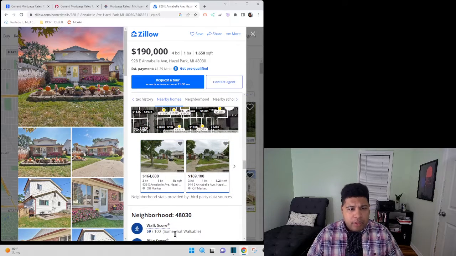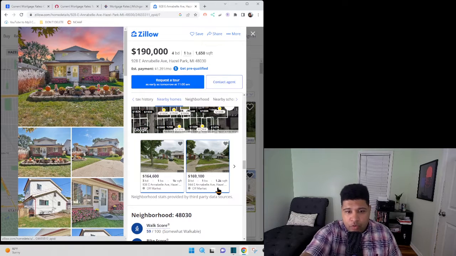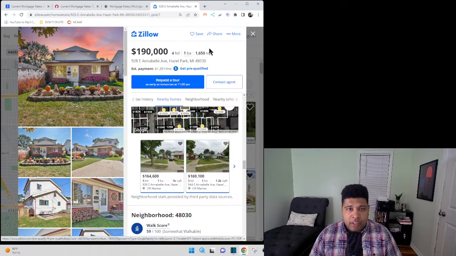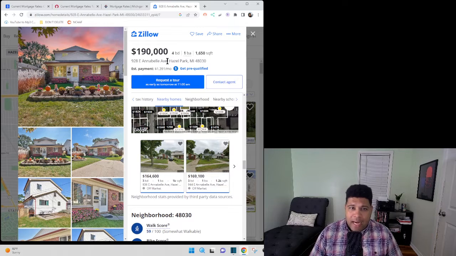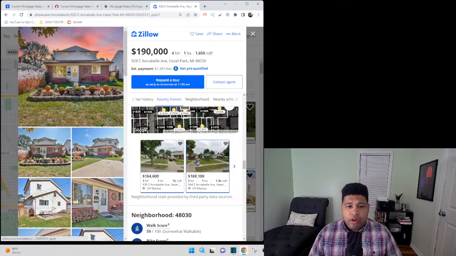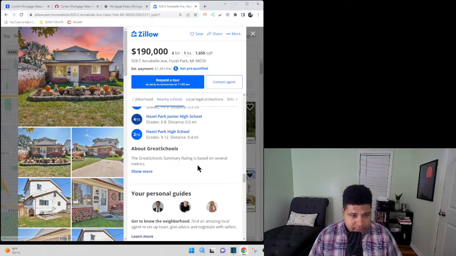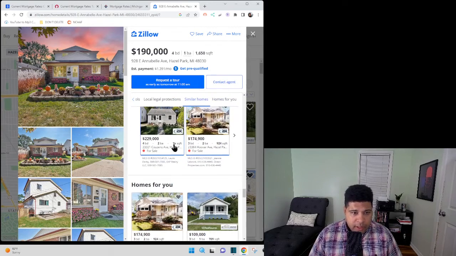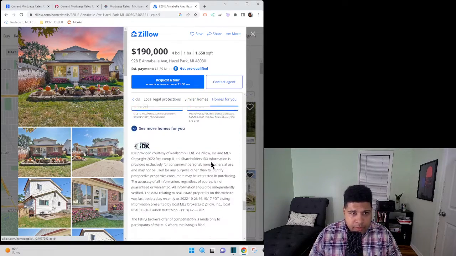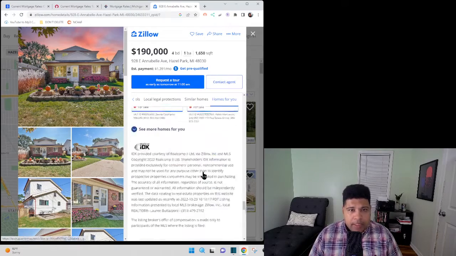Here are comparables. These are 2 comparable homes for 164, but it only has 3 bedrooms, and 169 with 3 bedrooms. So this home is probably worth at least 180. And this has 1,200 square feet, and this has 1,000 square feet. I'm starting to lean that this 190 might be a pretty competitive price point. But remember, you can negotiate. You don't have to pay asking price. Let's see what else here. Some more comparables, and that's about it.